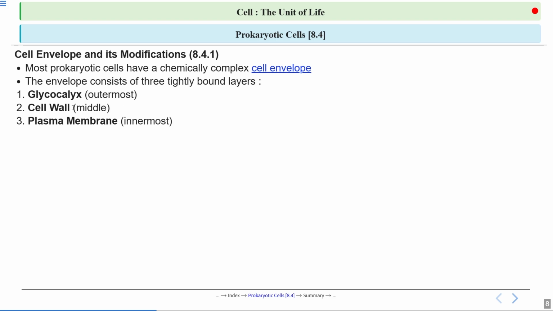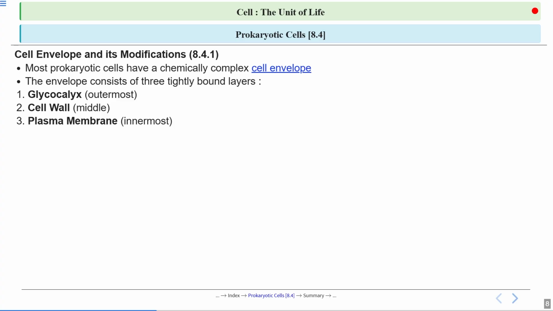So first we will talk about glycocalyx. Glycocalyx is the outermost layer of the cell. And what is the function of glycocalyx? First of all, the first function is protection. It protects the cell from harsh environmental conditions. Clear? So this is the first role of glycocalyx. The second role of glycocalyx is adhesion. Glycocalyx helps the cell to adhere to surfaces. So these are the 2 very important functions of the glycocalyx.